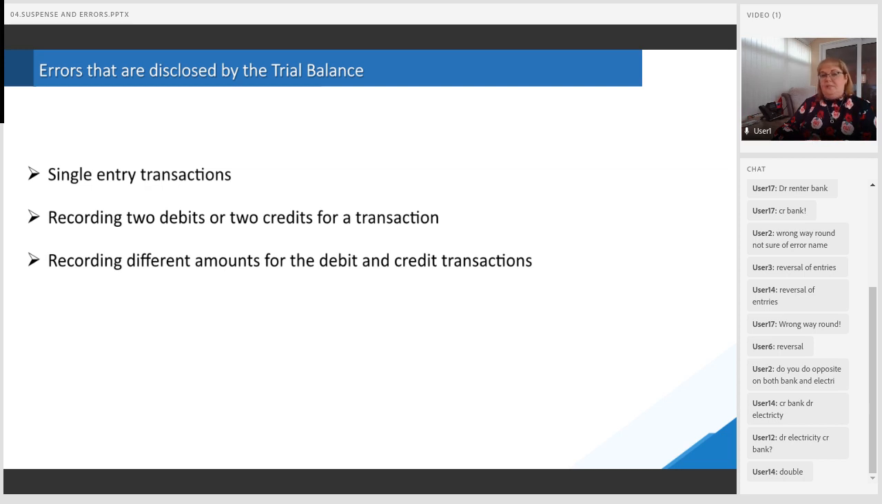I could have recorded different amounts of my debits and credits, which is what I incorrectly said earlier. So I could have debited 100, but credited 1,000. Again, my double entry is broken down. My trial balance won't agree. My suspense account will be created.